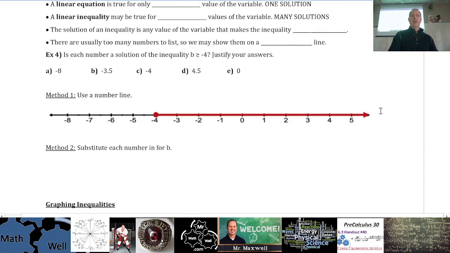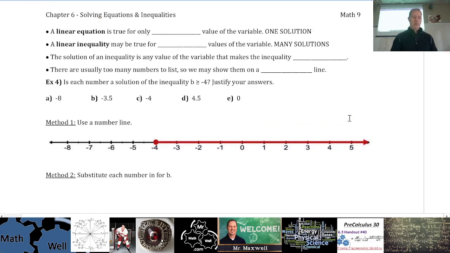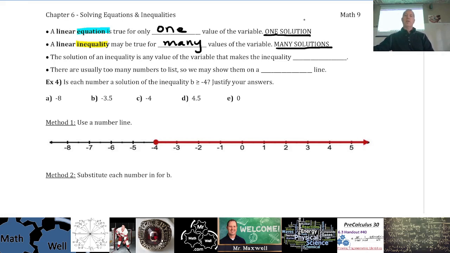All right, a linear equation, now we're talking about an equation here, is true for only one value of the variable. So there's one solution. A linear inequality is maybe true for many values of the variable, which we already kind of talked about there. So there's many solutions. The solution of an inequality is any value of the variable that makes the inequality true.